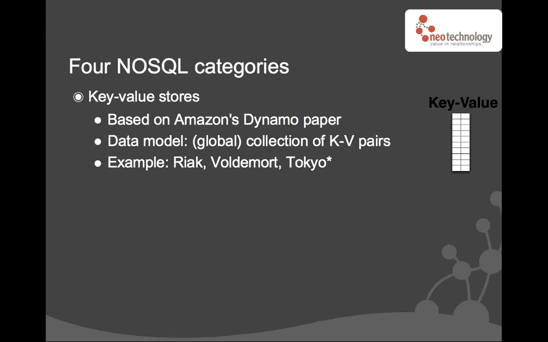And the data model of this database is basically a global distributed hash table. So you have a collection of key value pairs. You can think of it as large skinny tables with key columns and value columns. This spawned a number of open source projects. One is called Project Voldemort out of LinkedIn. Another one is called Riak, and Tokyo Cabinet. And they all implement the same data model, and it's sort of inspired by this Amazon Dynamo paper. So that's the first category of NoSQL.